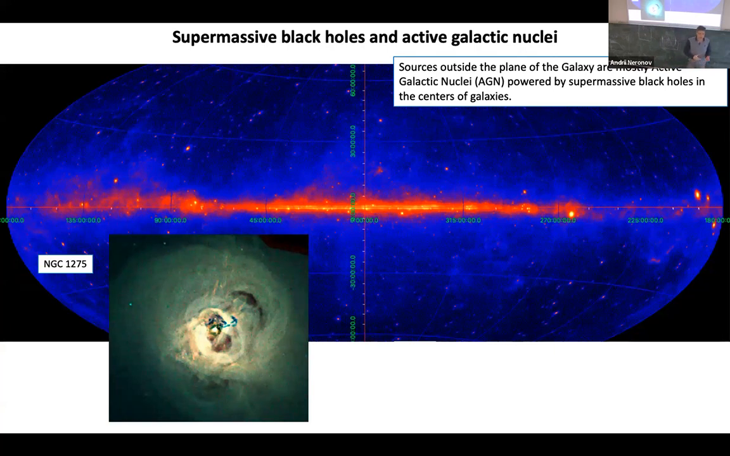We see another type of sources that are called active galactic nuclei. These are black holes in the centers of galaxies that, as we see, appear on this map, and that also operate particle accelerators, right? So gamma ray astronomy is the story of particle accelerators working one way or the other in different types of astronomical sources.